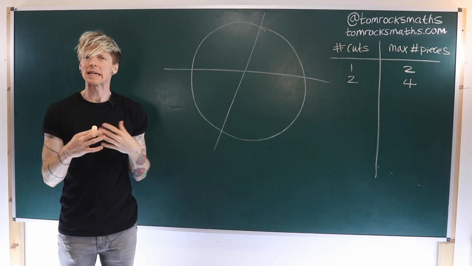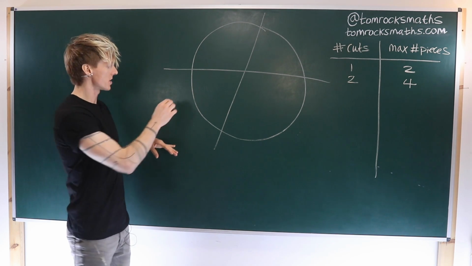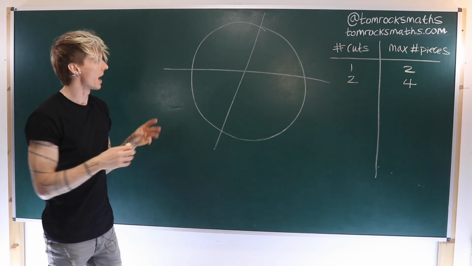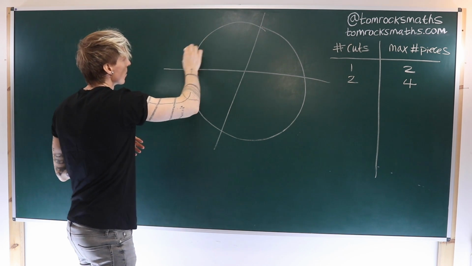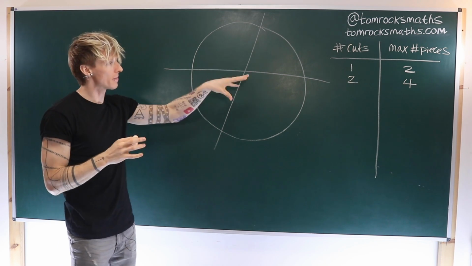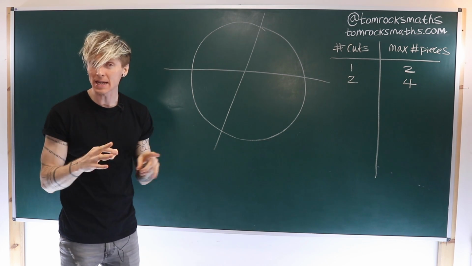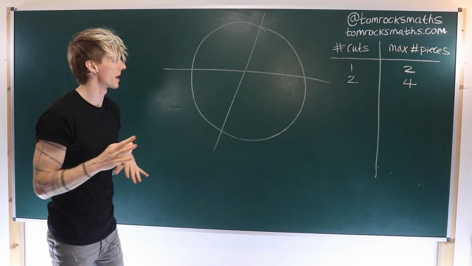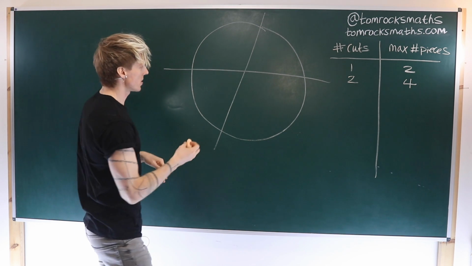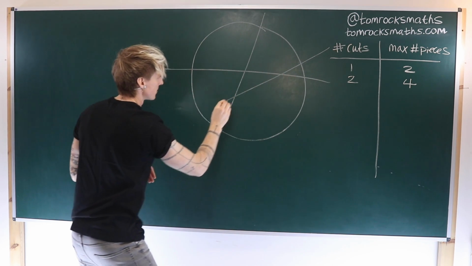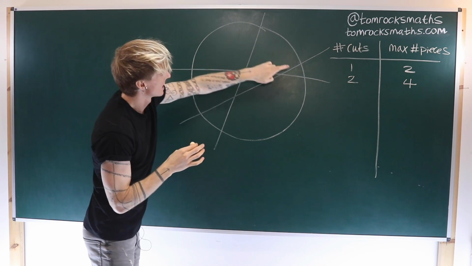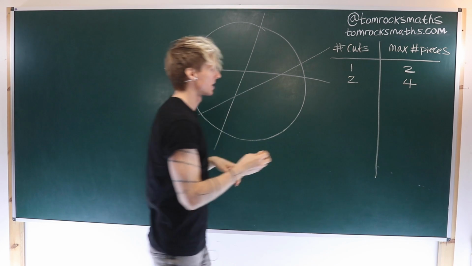For 3 cuts, we again have a choice to make. We could decide to cut through here, hitting one of the previous lines. I could also add something up here which wouldn't intersect any of those previous lines. However, remembering we're trying to get the maximum number of pieces, what I'm actually going to want to do here is intersect both lines with my third cut. So if I do something like this, then what we can see is I now have 1, 2, 3, 4, 5, 6, 7 pieces. And this is in fact the maximum.